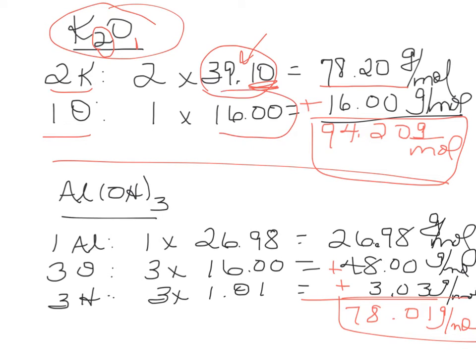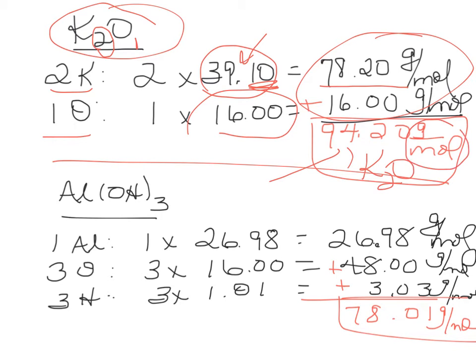And so the molar mass of oxygen is 16.00 precisely. And when you add these 2 masses together, you get that the molar mass of potassium oxide is 94.20. Don't forget the units, grams per mole.